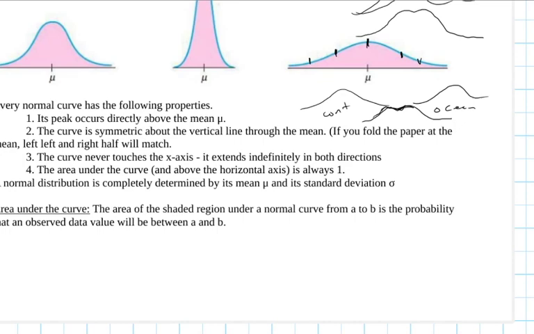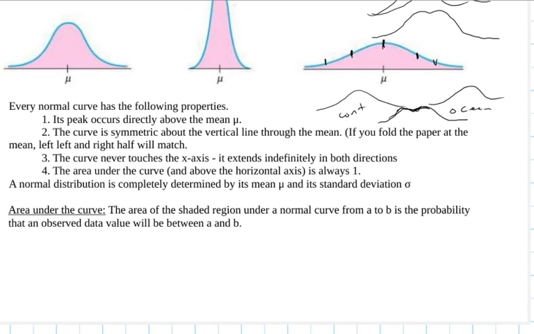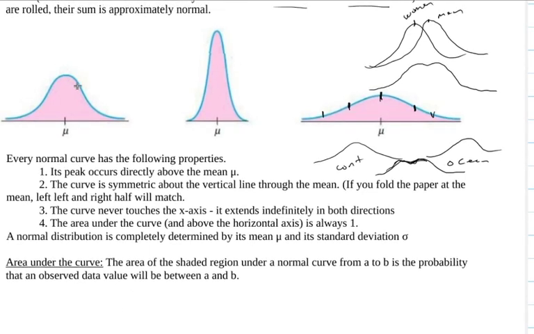All right, every normal curve, let's move this where you can see it. Every normal curve has the following properties. The peak occurs directly above the mean. You can see in these examples I have the mean right in the middle, and that's where the peak is. They are balanced about the mean.